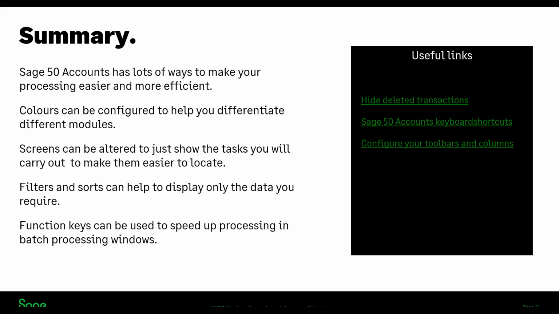So first of all, we've shown you today a few ways to try and make processing easier and a little bit more efficient in your software. Remember, you can configure the colors and the different modules to help you navigate your software easier. You can also alter the screens just to show the tasks that you need to carry out, making them easier to locate when you're in the software. Filters and sorts can be applied to all of the modules to display just the data that you need to work with on a day-to-day basis.